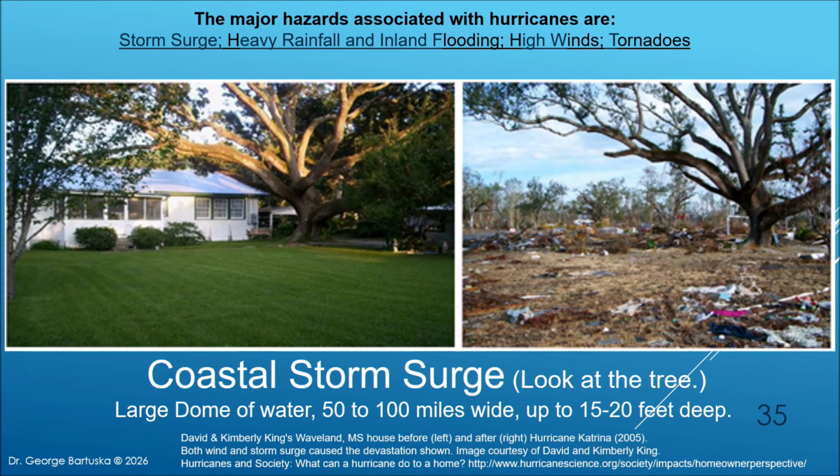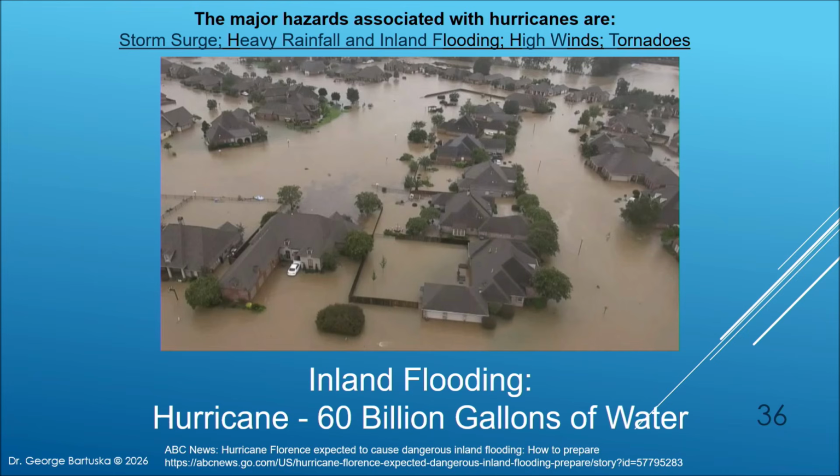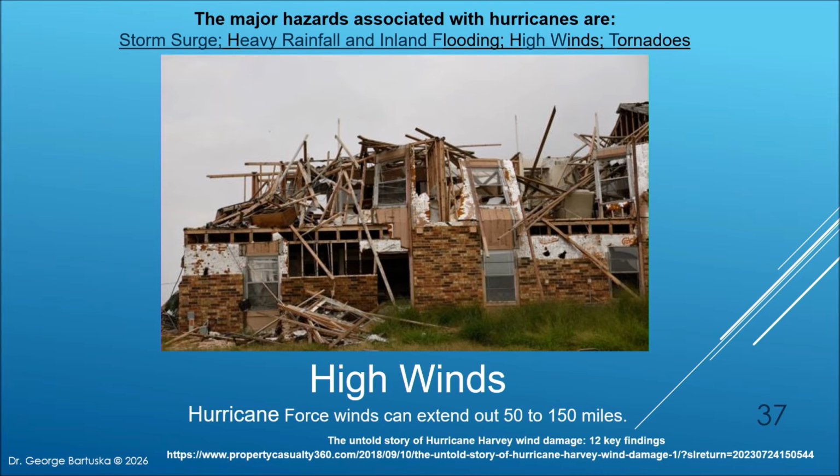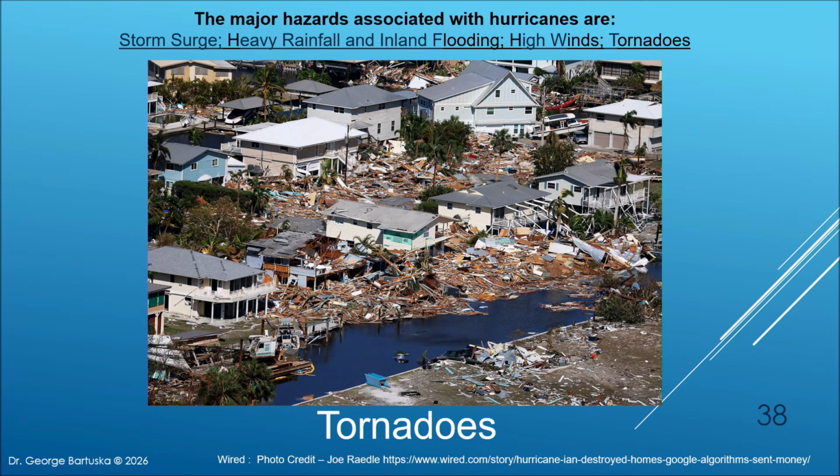Now, what's that hurricane do? Let's take a look at storm surge. This is Hurricane Katrina back in 2005. This is on the coast of Mississippi. You can see the house on the left before the hurricane. Nothing on the right but the tree after the hurricane. Inland flooding. Remember I said a typical hurricane has 60 billion gallons of water. It's going to give it up somewhere, and it's going to cause severe inland flooding. High winds. We can have winds up to 150 to 200 miles an hour, and they're going to do damage. Some hurricanes spawn a lot of tornadoes.